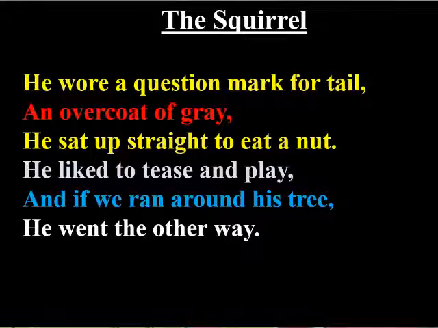Now we are clear about the rhyming scheme of the poem. Now we move on to the explanation part of the poem. He wore a question mark for tail. Here he refers to the squirrel.